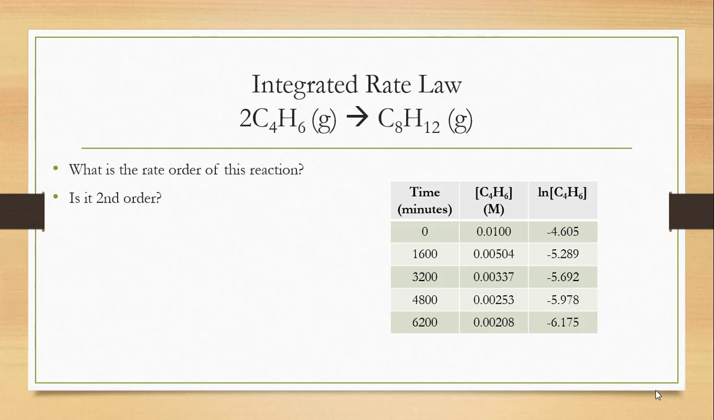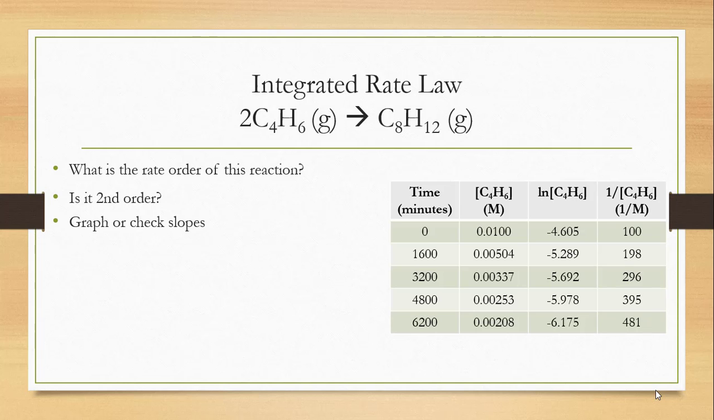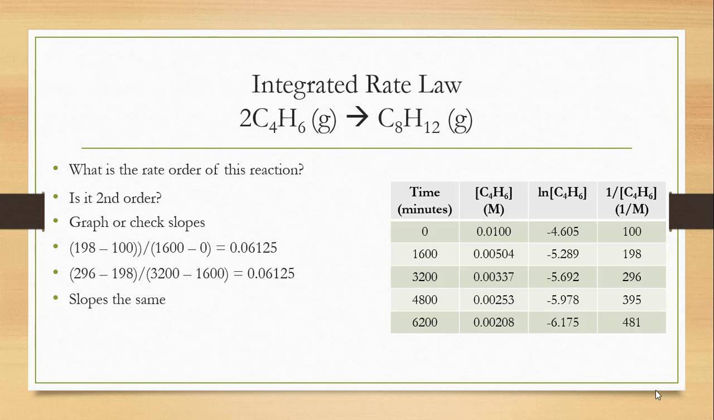Is it second order? And you're not allowed to say because it's not zero order and it's not first order, it must be second order. You still have to prove it. So now you have to add the column of 1 over the concentration of the butene. Now you graph or check slopes. 0 to 1600, you get 0.06125. 1600 minutes to 3200 minutes, you get the same slope. The slopes are the same, so the graph is a straight line. So this is second order. And the k here is 0.06125 per molar per minute.